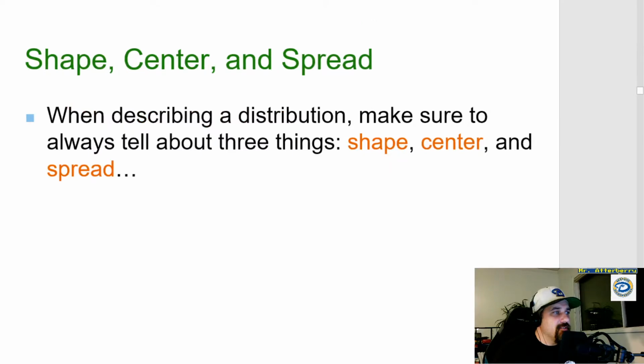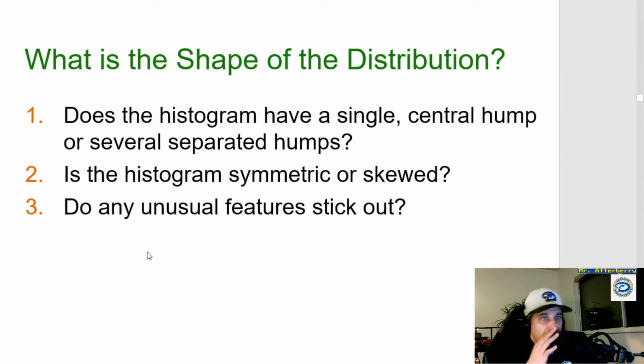Going back here to shape. Is the hump on one side or the other, right? Is it on the left side or the right side? Is it right in the middle? Or is there multiple bumps in it? Is the histogram symmetric or skewed? Symmetric means it looks like a bell. Okay, maybe like a pyramid. It's like a triangle. It's symmetric. Put a line in the middle and it looks like a mirror image of each other.